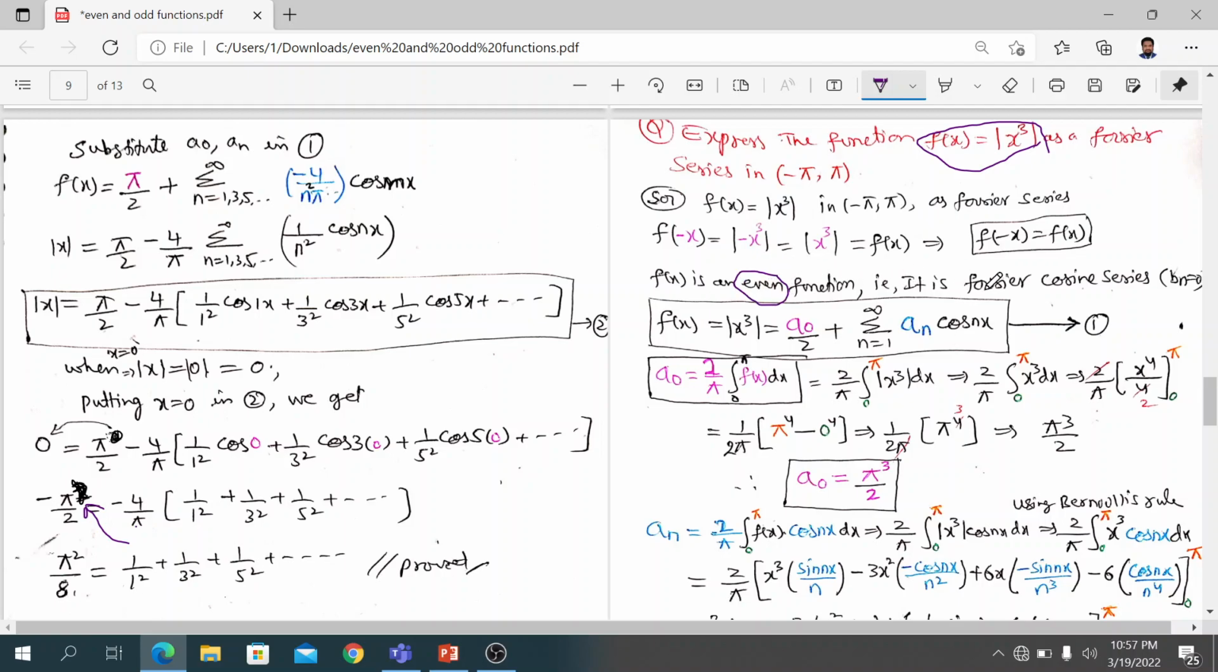Since it is even, it means it is a cosine series where Bn is 0. Now f of x, that is mod x cube, is equal to a naught by 2 plus sigma n is equal to 1 to infinity a n cos nx. This is the formula. Mark it as first equation and substitute. A naught value is 2 by pi integration 0 to pi f of x dx. What is f of x? Mod x cube. Mod x cube means only x cube. X cube integration is x power of 4 by 4, 0 to pi.